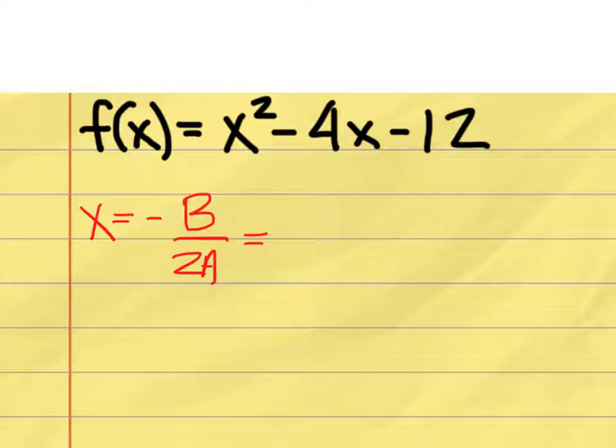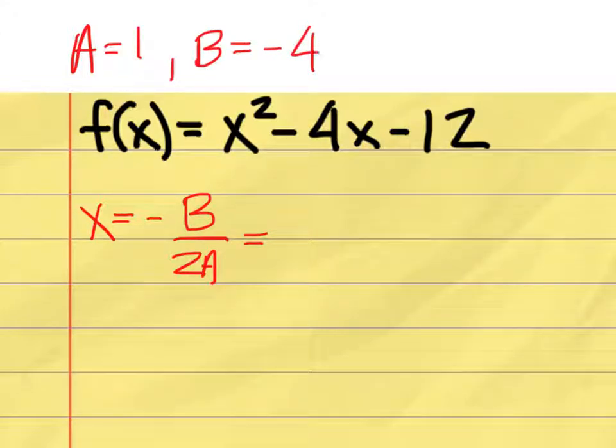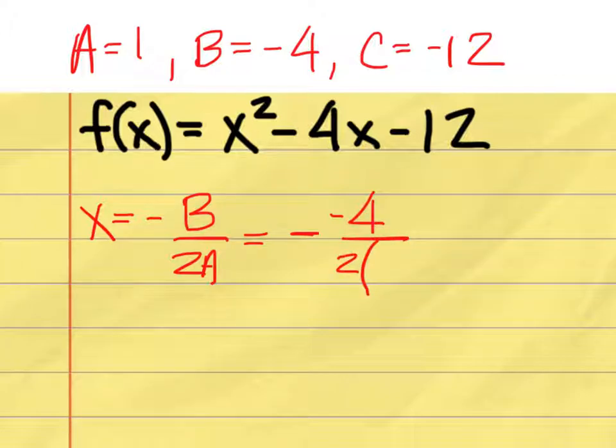A is 1, b is negative 4, c is negative 12. You already have a negative sign in the formula, it stays there. You have a negative sign on the b, it goes in as well. On the bottom you have 2 times 1. A double negative goes to positive, so 4 over 2 dwindles down to 2. So the x value of your vertex is 2.